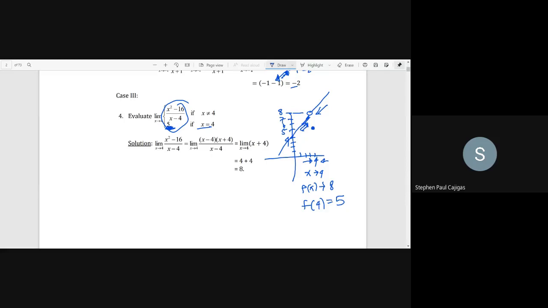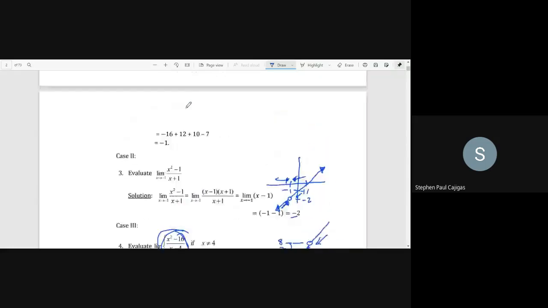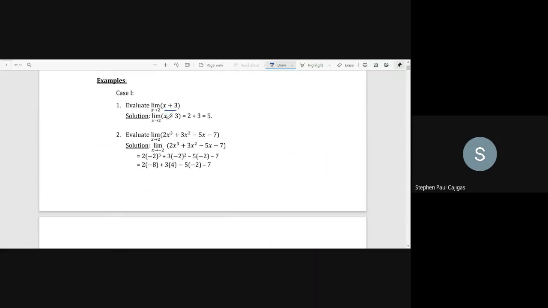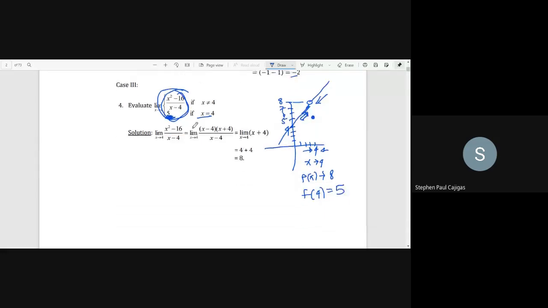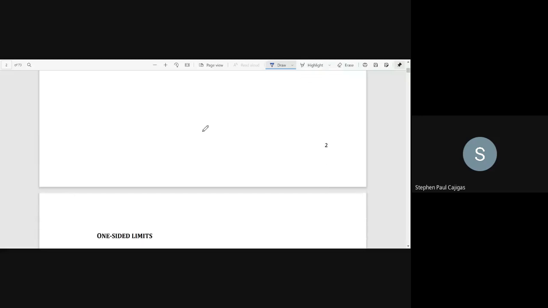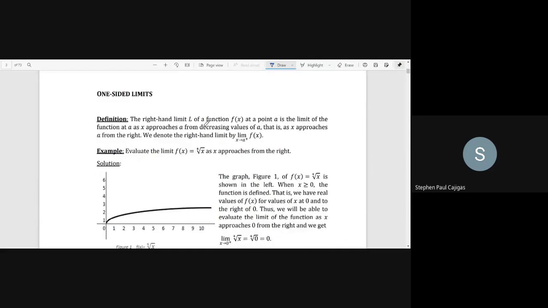So we look at whether our function is defined piecewise or is a polynomial. If it is a polynomial, there is no problem, we just directly substitute. And if it can be simplified and it is not piecewise, again, we simply substitute. Okay? Now, we have the concept of one-sided limits. By the way, are you still with me? Did you understand? Any questions?